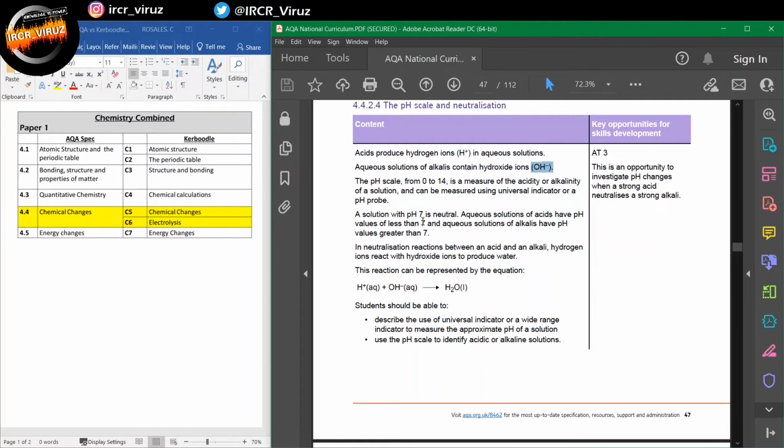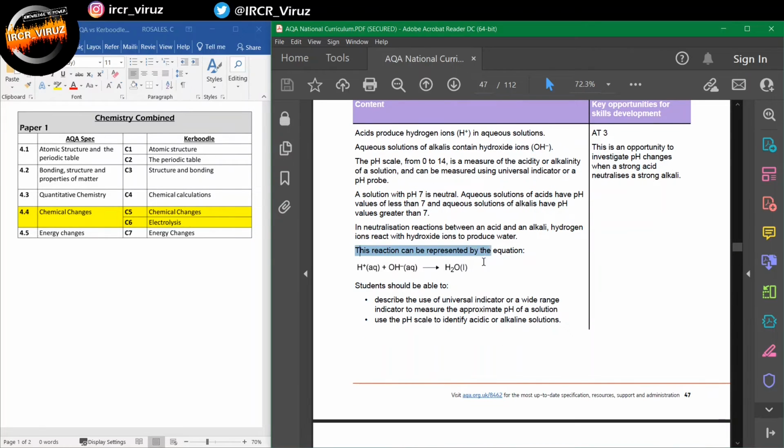Okay, so a solution with a neutral pH is a pH 7 aqueous solution, and the reaction can be represented by this equation here. That's that image. I can't read it. There you go. In a neutralization reaction between acid and alkali, hydrogen ions will react with the hydroxide ions to produce water.